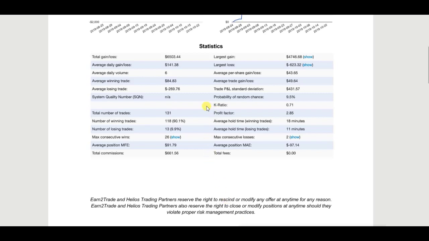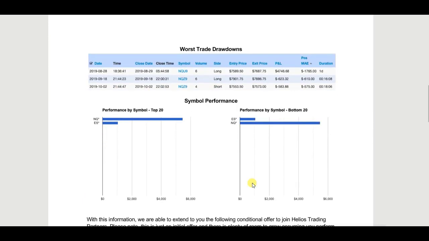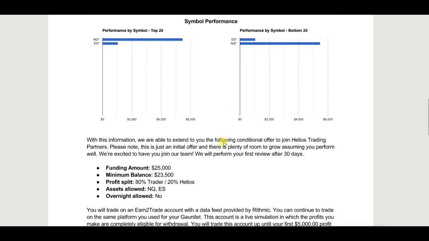Most of them I have no idea what they mean, but the basic stuff, 90% winning rate, which doesn't really mean much to me. Profit factor is important, so 2.85, I think 2.85 is pretty good. I think anything over 1.1 or something like that is considered to be good. Mostly I traded NASDAQ, of course, sometimes the ES, just a few trades in ES.